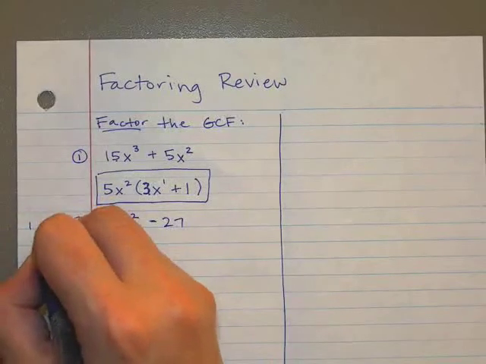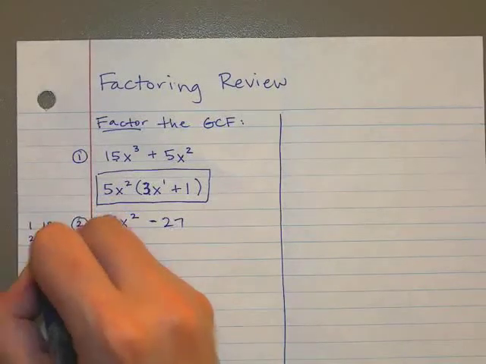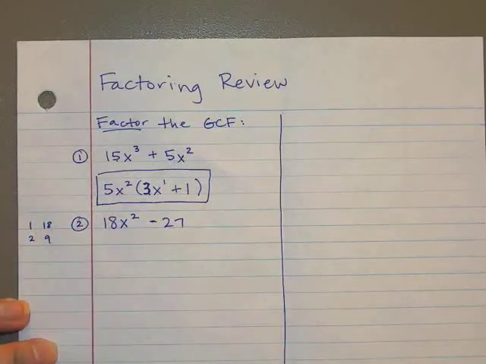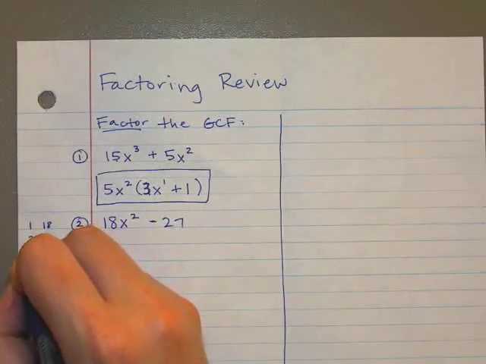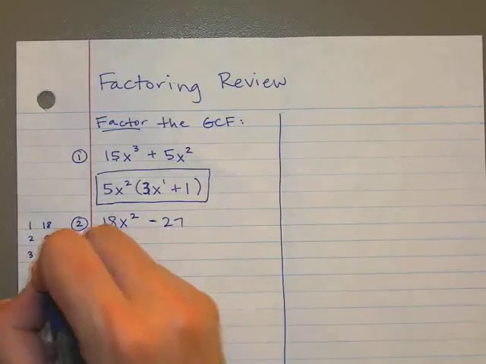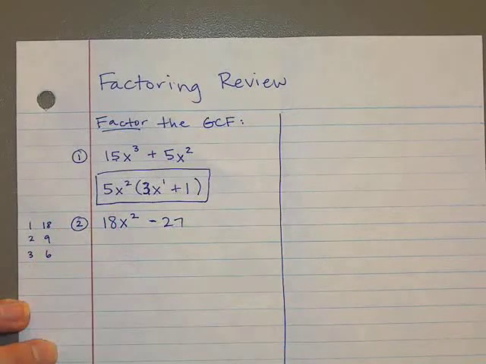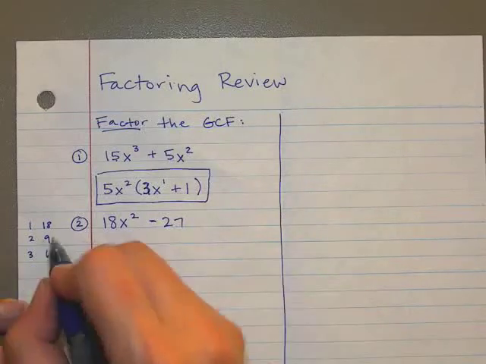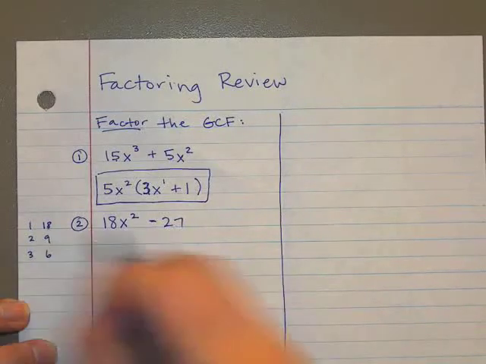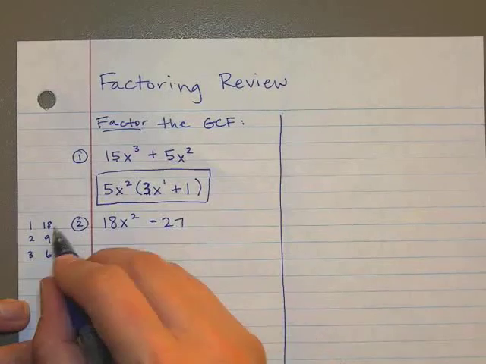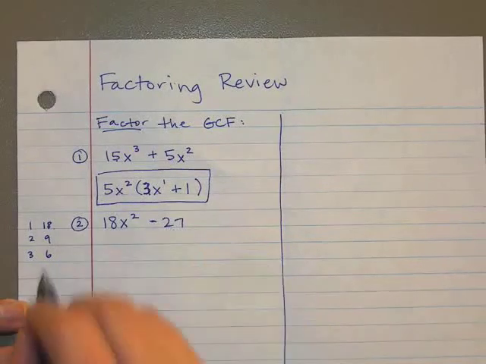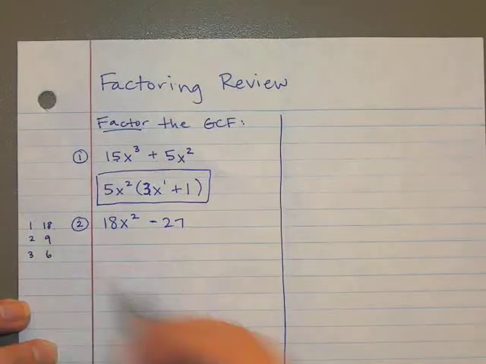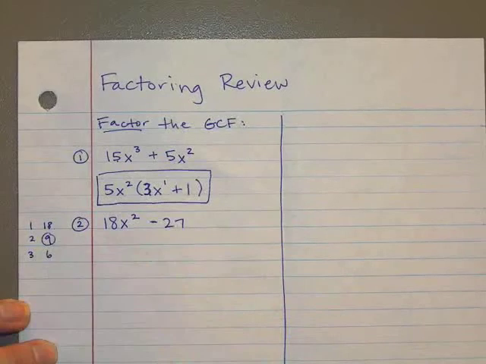1 and 18, 2 and 9, and then you may need to have a calculator out to check this, but 3 and 6 both go into 18. So I'm looking for all the things that multiply together to be 18. Okay, and then that's all of them. Okay, now I'm going to take these and I'm going to test to see if they go into 27. 18 does not go into 27 evenly. 27 divided by 9, that does work. So I know 9 is part of my GCF.